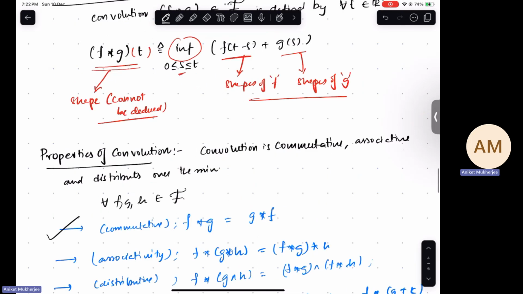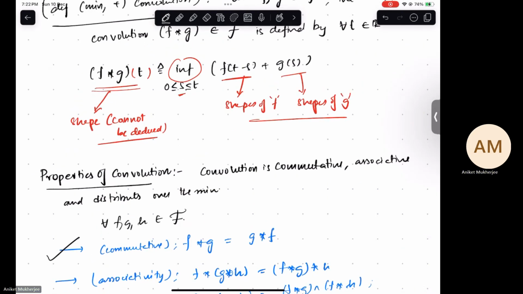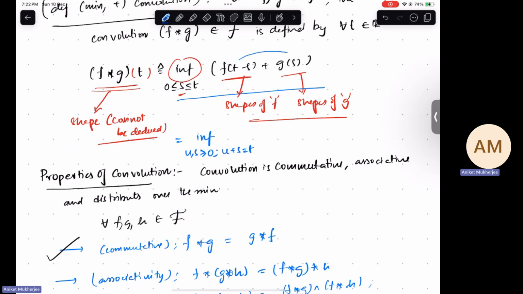How did we get this? So here we can write this equation as the infimum over u, s greater than or equal to 0 and u plus s equal to t, as you can see here, t minus s plus s. The argument of f plus the argument of g will always give rise to t. That is something that you know. You're just shifting it, but the t remains the same.